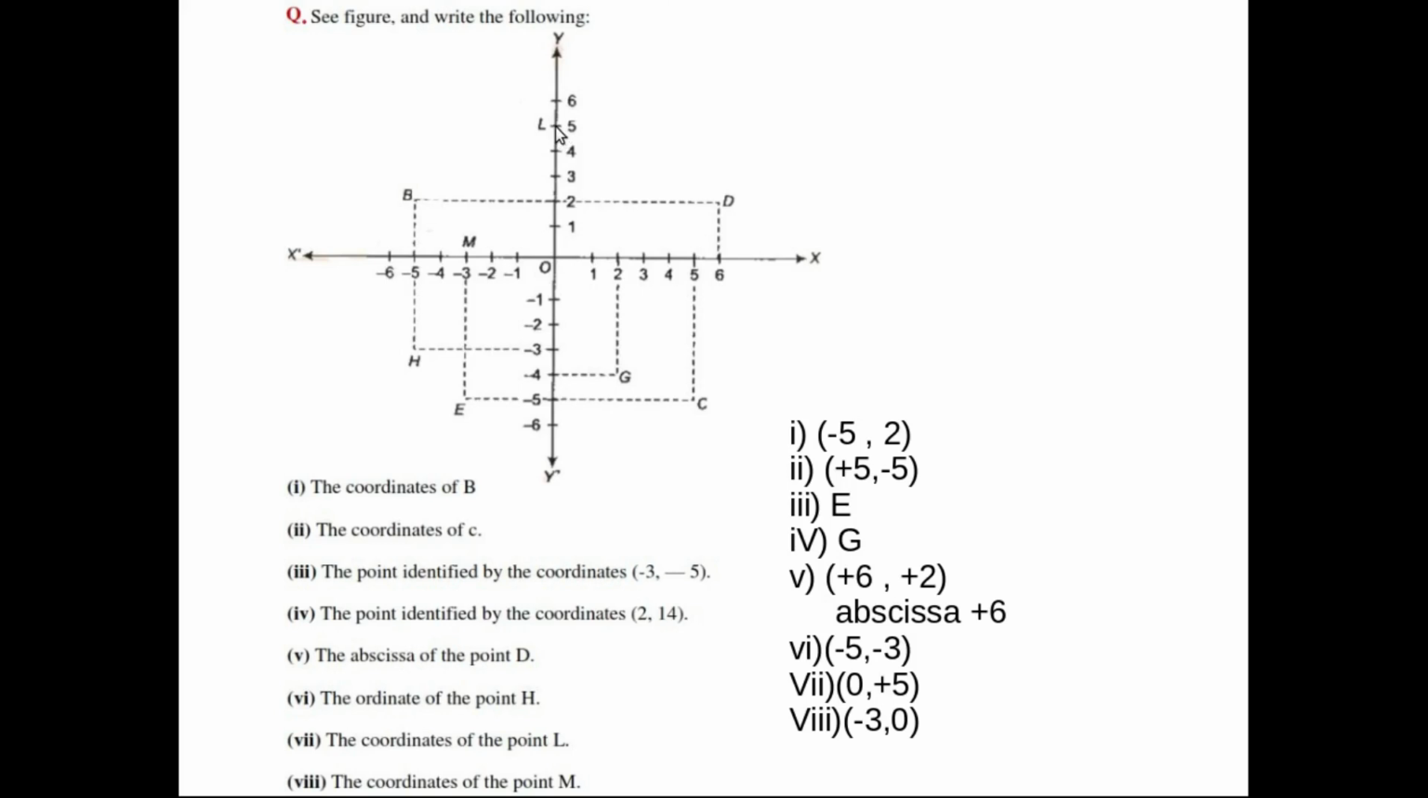See, if I draw a perpendicular from this point, I will come to point 0. So what is the value of the x coordinate? 0. Okay. All the points on this y-axis have 0 as their x coordinate, and then the y coordinate is 5. So we can write it as (0, +5), right?